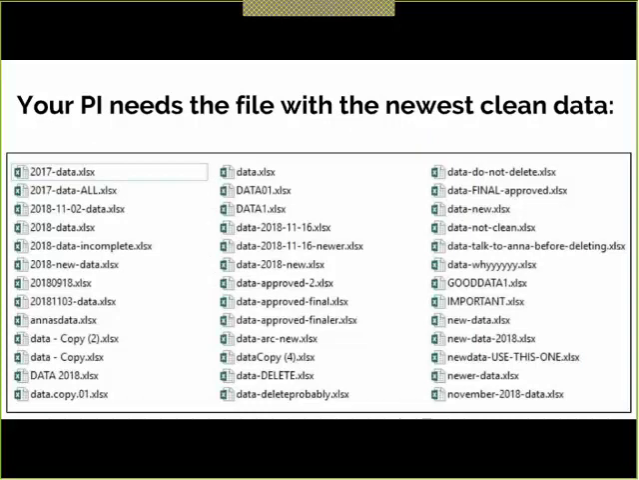Can you find the file in here that has the newest clean data for your PI who is looking for the file with the newest clean data? I will give you the answer, no, you cannot. Based on the structure or lack of structure here, there's no way to know just by looking at this what is going on. There's no scheme here. We would have to open up some of these files, try to figure out what's going on, maybe try to rename them. So this is the sort of thing we want to try to help avoid.